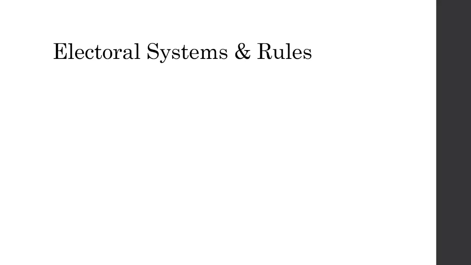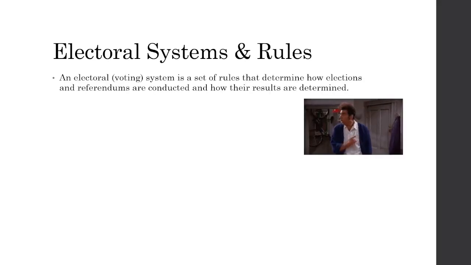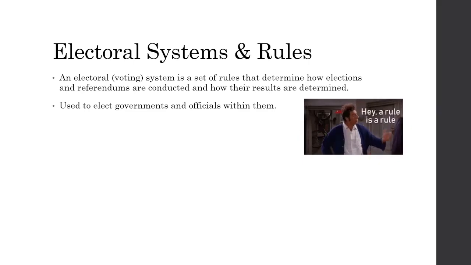So electoral systems and rules. An electoral voting system is a set of rules that's basically a backbone that determines how elections and referendums, which we learned about in the last unit, are conducted and how their results are determined, because not every country conducts elections in the same way.